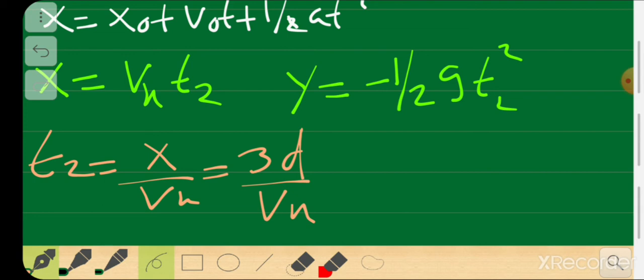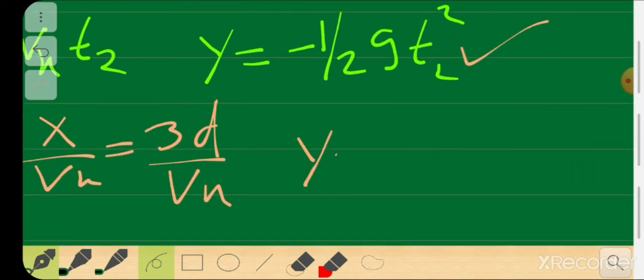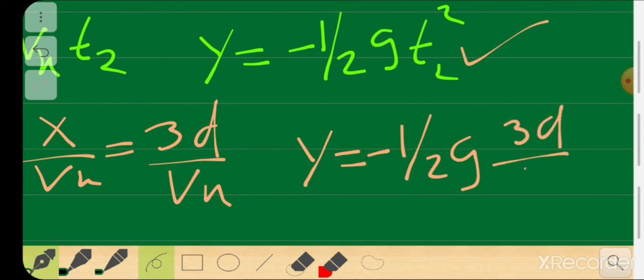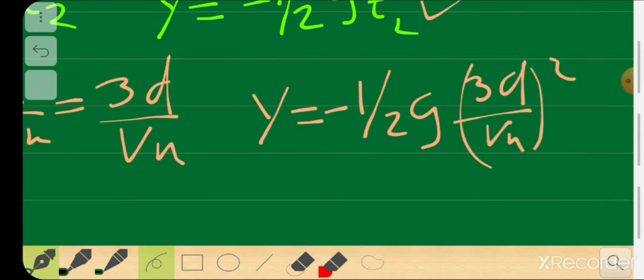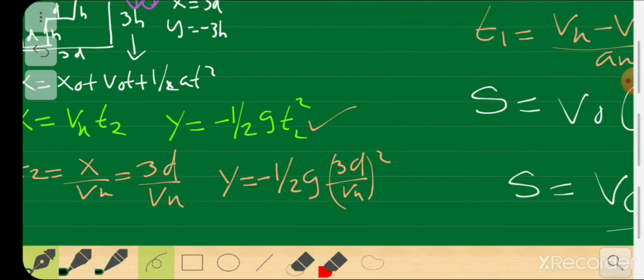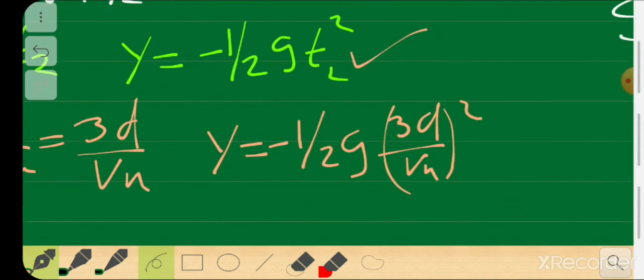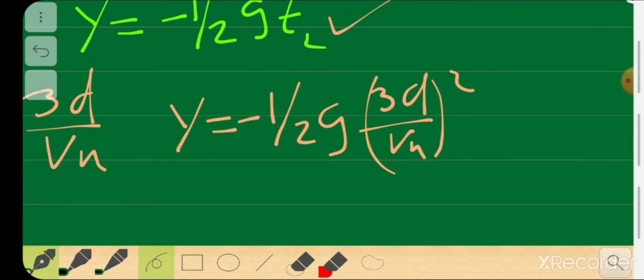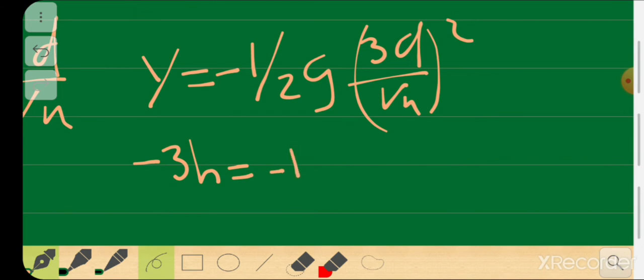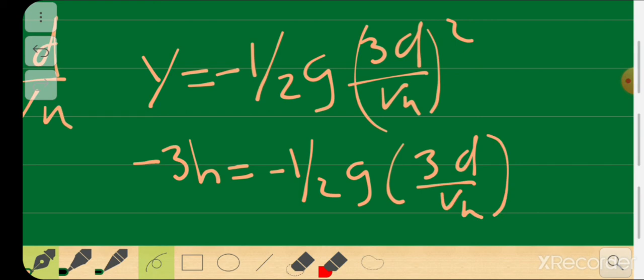What we can do is substitute for t2 in this equation. So you get y must be equal to minus half times g times t squared, which is t2 squared, which is 3d by vx the whole squared. Simple as that. Now I can simplify. The y distance is minus 3h. Substitute that back in, so you get minus 3h must be equal to minus half g times 3d by vx the whole squared.